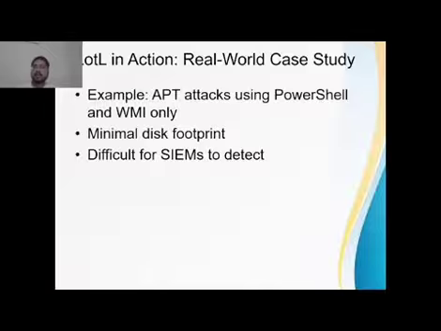Let's look at a real case. The FIN7 group, responsible for hacking hundreds of companies, used Word macros to launch PowerShell, which then injected malicious code directly into memory. No files were written to disk, no antivirus alert. The only sign: unusual behavior in PowerShell logs, and unless you are looking for it, it disappears quickly. So that's a real example of the case study in LotL in action. It means an APT attack using PowerShell and WMI only. Minimal disk footprint, difficult to detect.